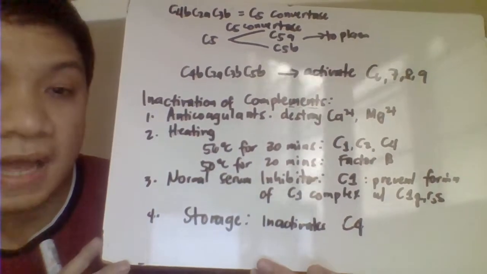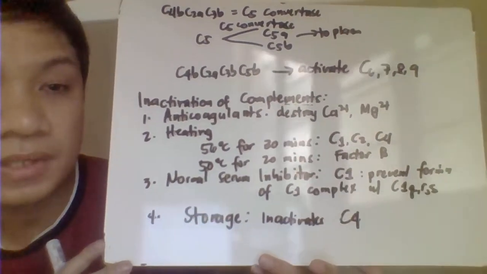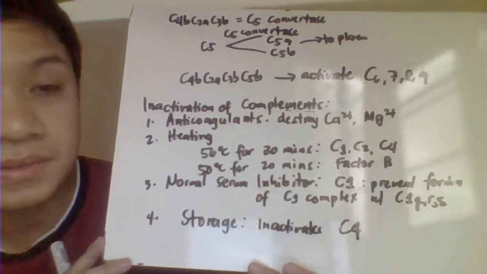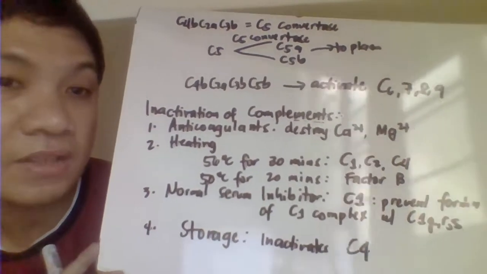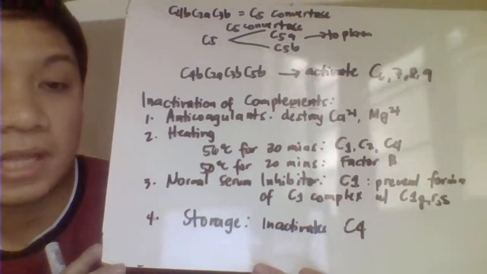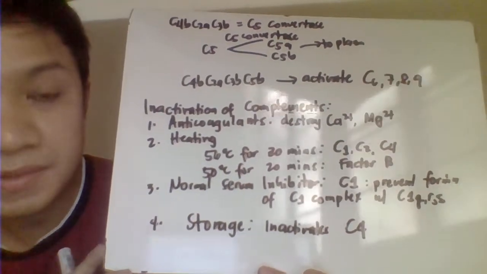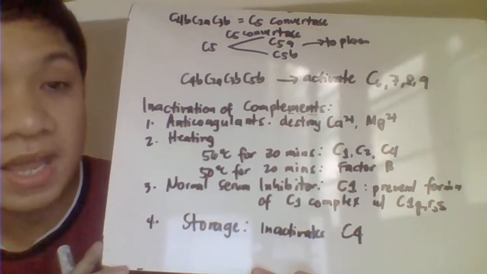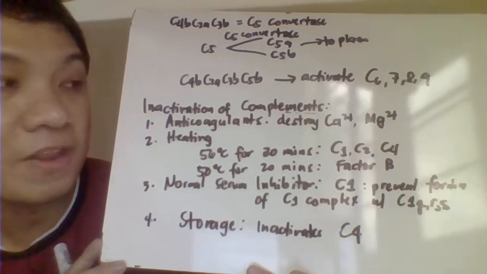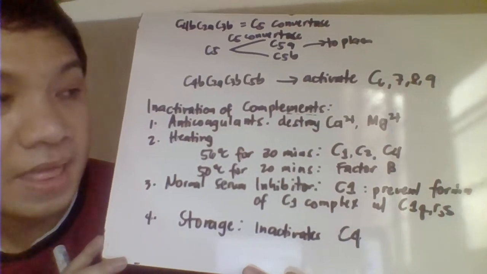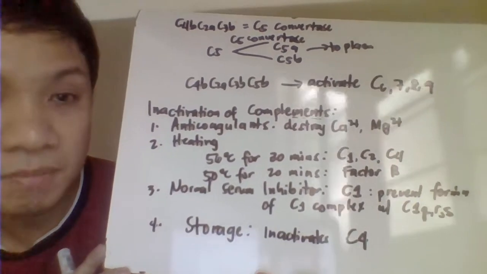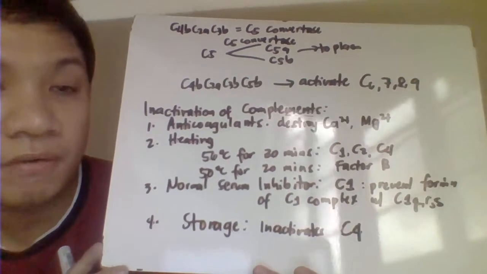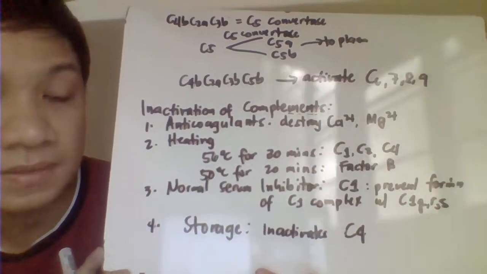Now we have here the inactivation of our complement. These are the different conditions that can inactivate your complement. The first one is your anticoagulants. In the presence of an anticoagulant, it destroys our calcium and even your magnesium. Remember here that your calcium and magnesium are needed in order for you to stabilize your enzyme complex.